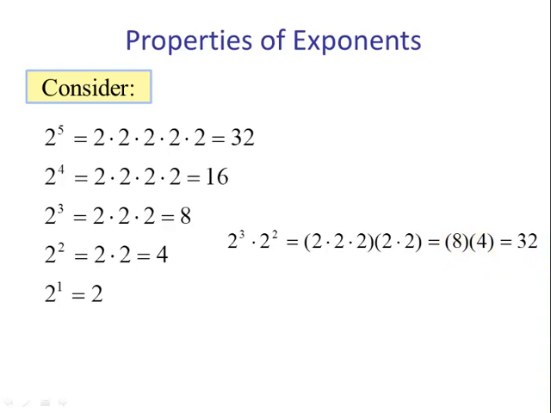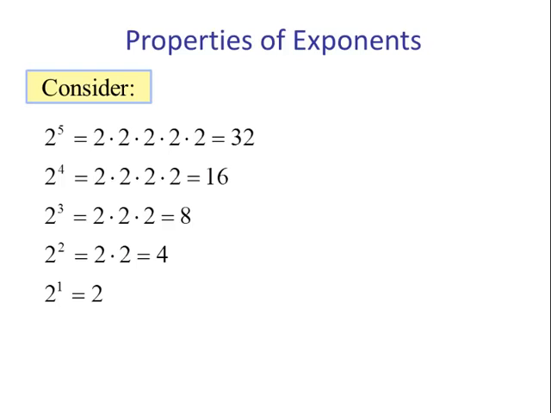Now using the property of exponents, since we have the same base of 2, we can simply add the exponents. And we can say this is now 2 raised to the 5th power, and 2 to the 5th power is 32. It's the same answer. So for complicated expressions, this is an easier way of computing.